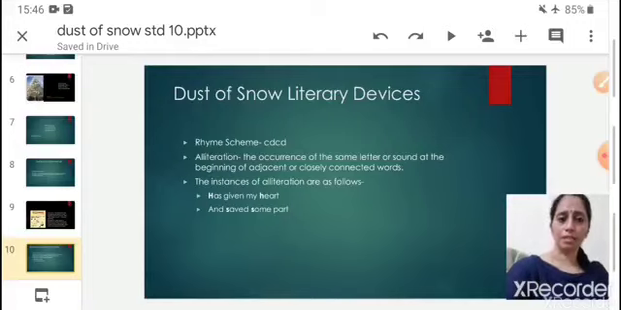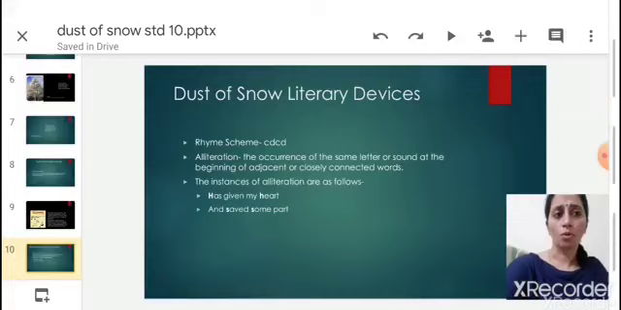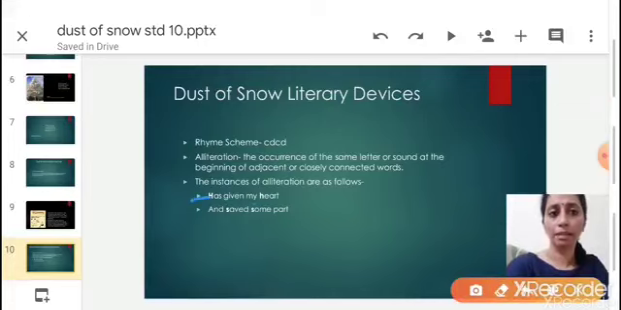Now the figures of speech for the same stanza, we have alliteration. What's an alliteration? When the sound of the same letter gets repeated. For example, has given my heart. If you see here carefully, has, H here, heart, H here. The sound of H is getting repeated, correct? Now, if you see this carefully, students, where is the sound H placed? Both at the beginning, right? In alliteration, the sound that gets repeated is at the beginning.